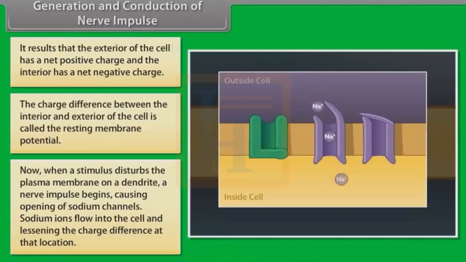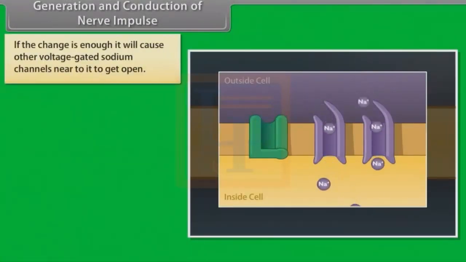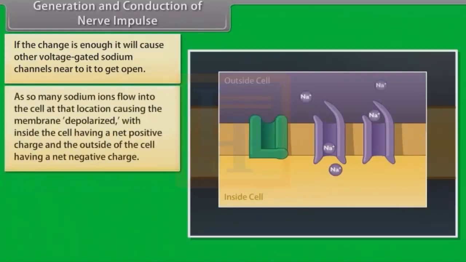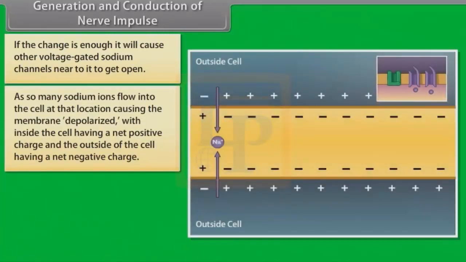Sodium ions flow into the cell and lessen the charge difference at that location. If the charge is enough, it will cause other voltage-gated sodium channels near it to get open. As so many sodium ions flow into the cell at that location, causing the membrane depolarized, with inside the cell having a net positive charge and the outside of the cell having a net negative charge.